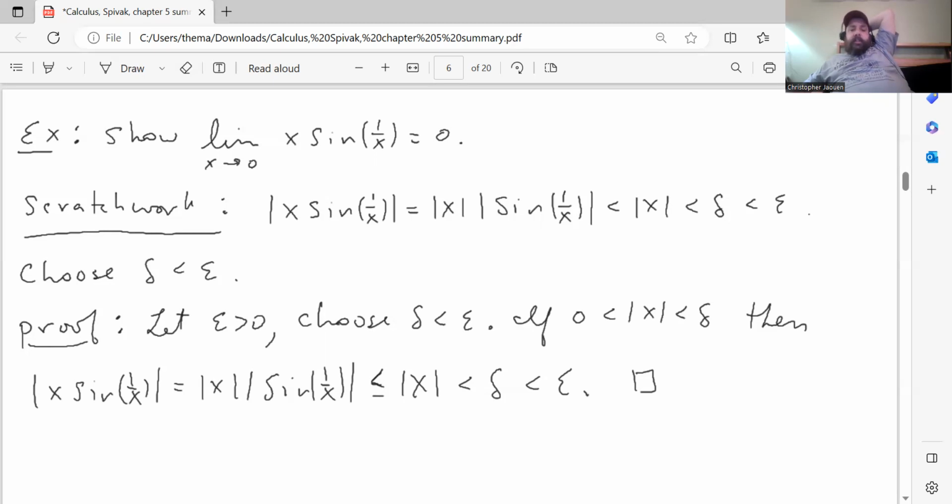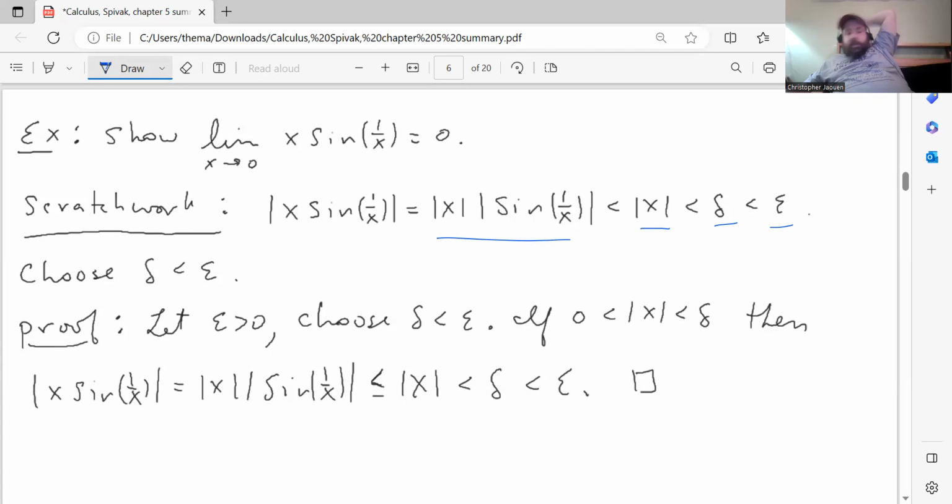So here I can factor this into the absolute value of x times the absolute value of sine of 1 over x. But this is nice because the absolute value of sine of anything is always less than or equal to 1. So this product here will always be less than or equal to the absolute value of x. So I'll choose that to be less than delta, and I'll choose delta to be less than epsilon, and that'll work. So again, once you have delta, you're pretty much done.